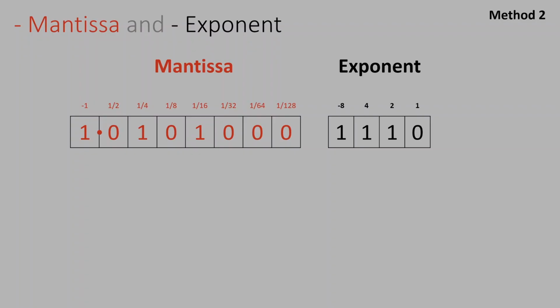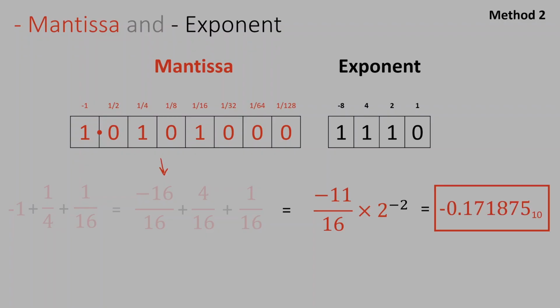Here we have both a negative mantissa and exponent. Now the exponent is negative 2. We'll come back to that in a minute, but we can add up our mantissa. So negative 1, add a quarter, add a 16th. If we take the next step, this is representing our negative 1. We add this together, and that gives us negative 11 over 16 times 2 to the exponent, which was negative 2 in this case, and that gives us 0.171875.